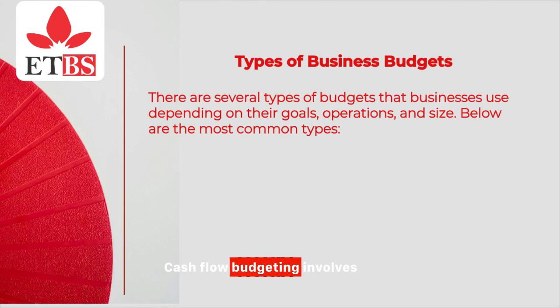3.2. Cash flow budgeting. Cash flow budgeting involves estimating the inflows and outflows of cash for a specific period, usually monthly or quarterly. The primary purpose is to ensure that the business has enough cash to cover its operational costs and avoid cash shortages.